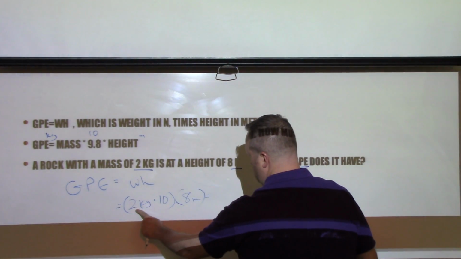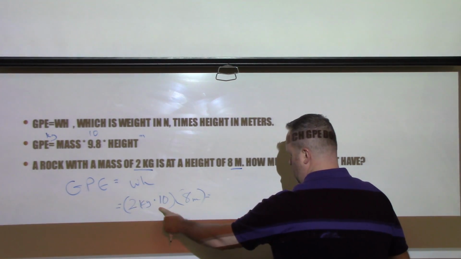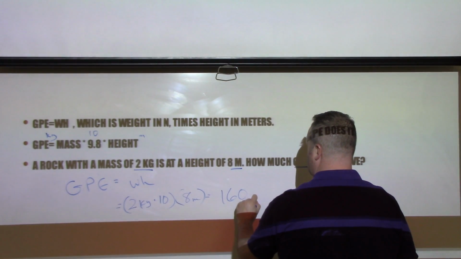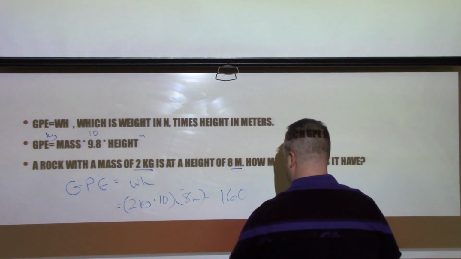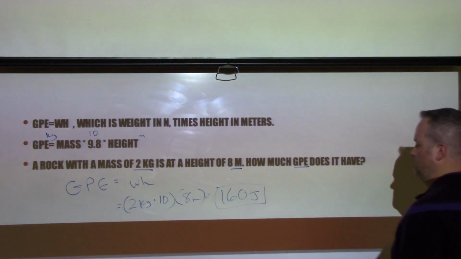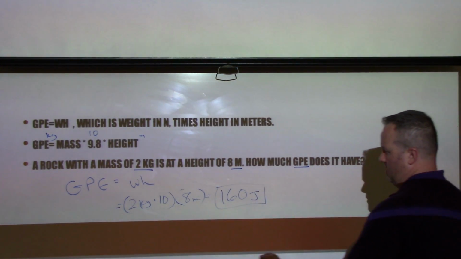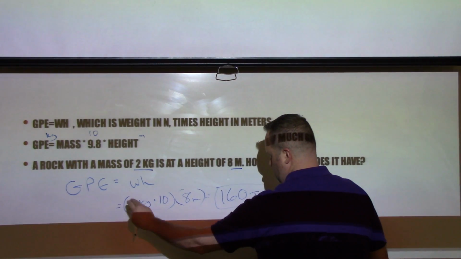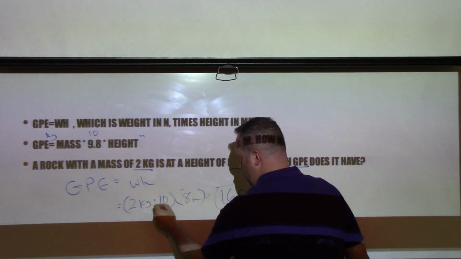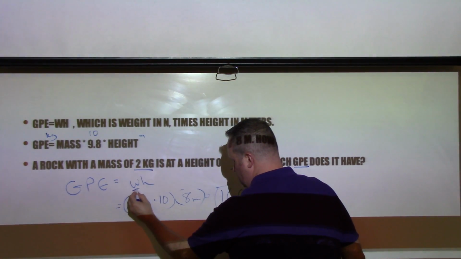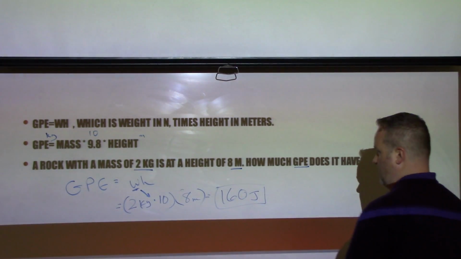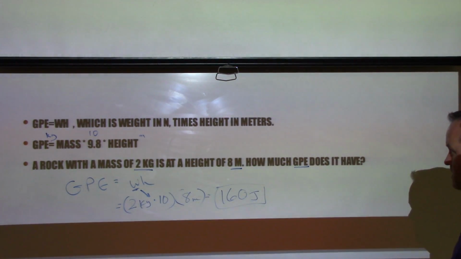So here I have 2 times 10, which is 20. 20 times 8 is 160 joules of energy. Again, I have the 2 kilograms times 10, because this is the force of gravity, and these two numbers multiplied together are going to be my weight. And then I have my height of 8 meters, and that's how I got the answer to this question.